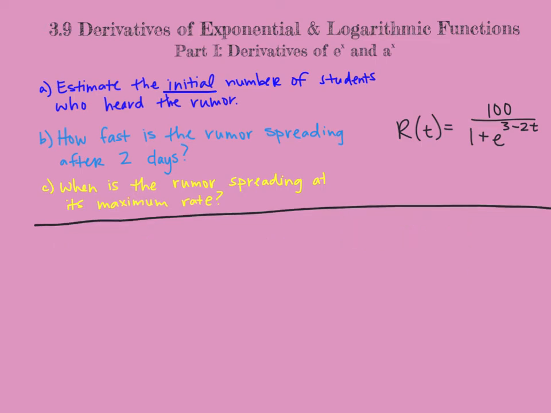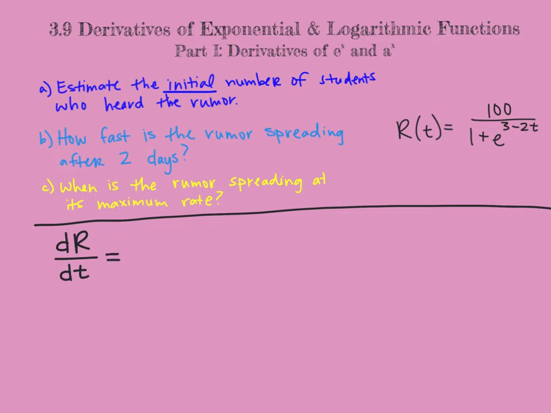In part B, we're asked, how fast is this rumor spreading after 2 days? So fast, that's a rate. We want to find the rate of change of our rumor. So we want to find dr dt. We want to find the derivative of this. You can write this in a couple ways. We can write it as dr over dt. R is capitalized because it is over there. Or you can simply write this as r prime of t. So either way is fine. I like how fancy this looks over here, so I'm going to leave it as dr dt.